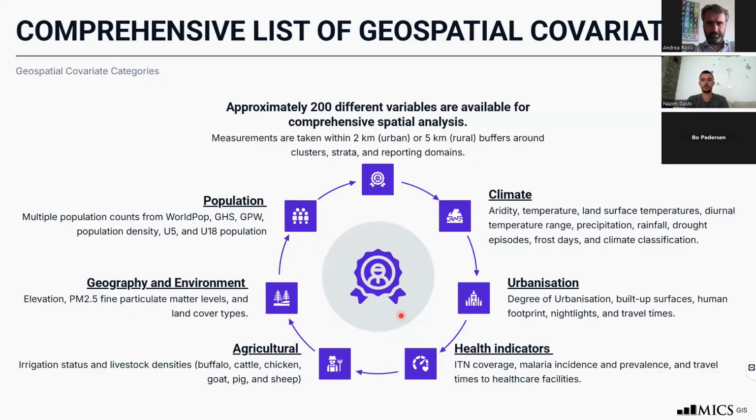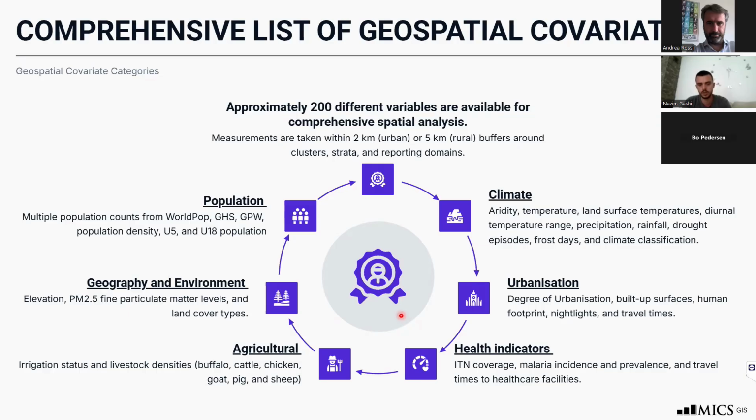This is the list of geospatial covariates that we are calculating at the moment. For each specific survey, there are around 200 different variables calculated. These 200 variables in total include around 40 different indicators, but because for each specific indicator we are calculating for different years, the number of variables can go around 200. It can go lower than that or even more than 200 different variables.